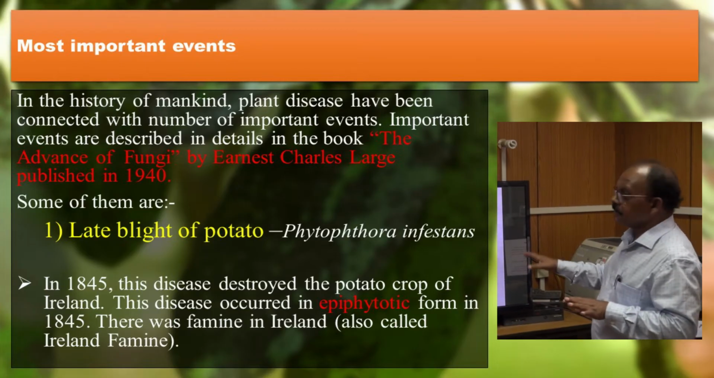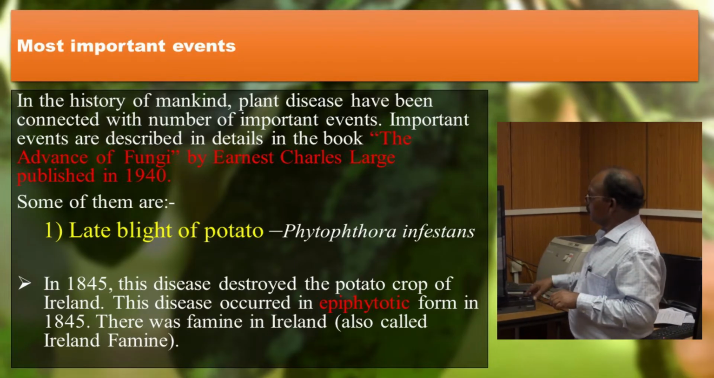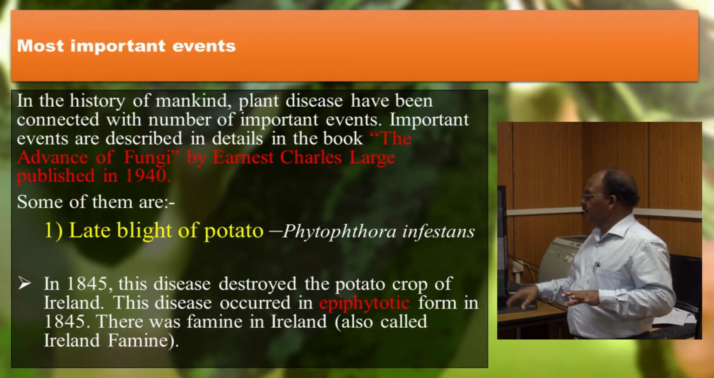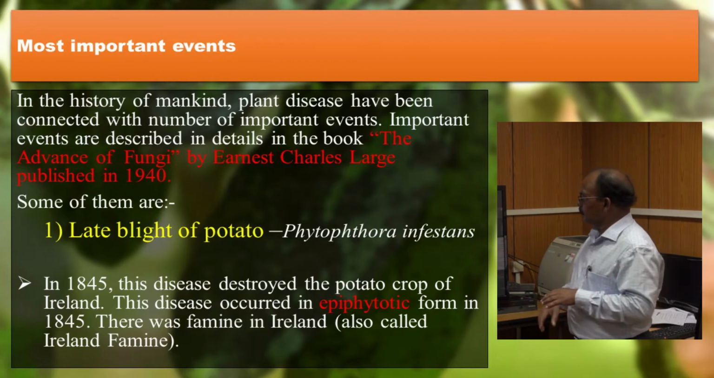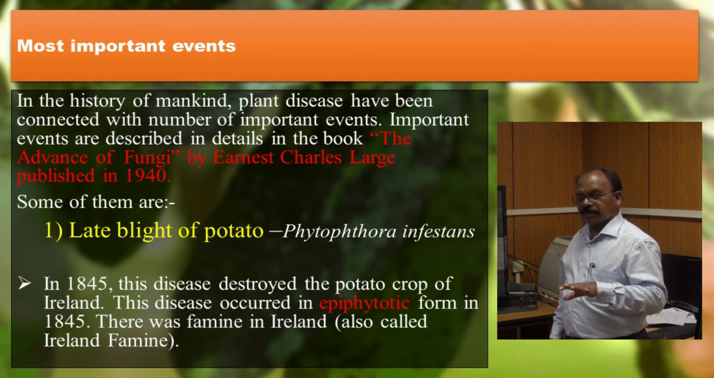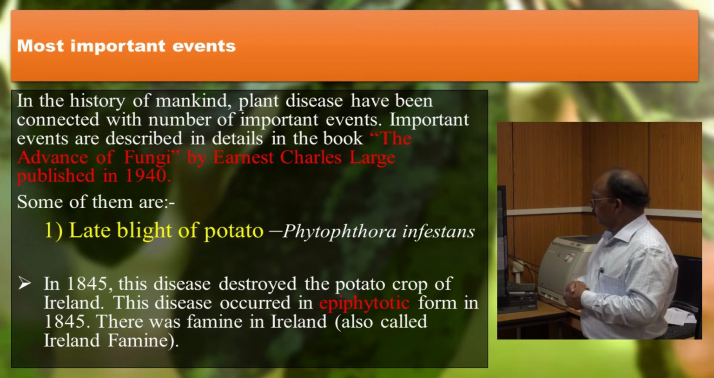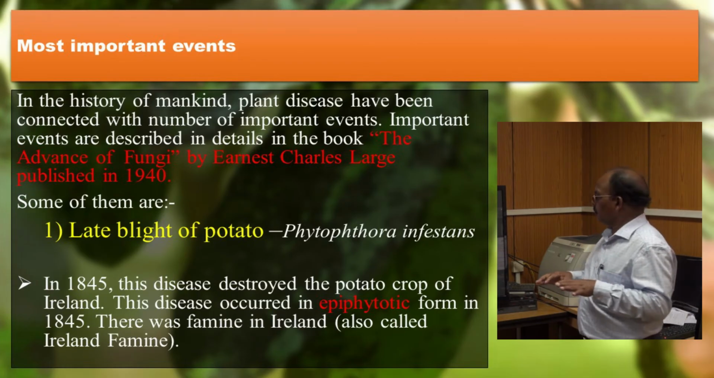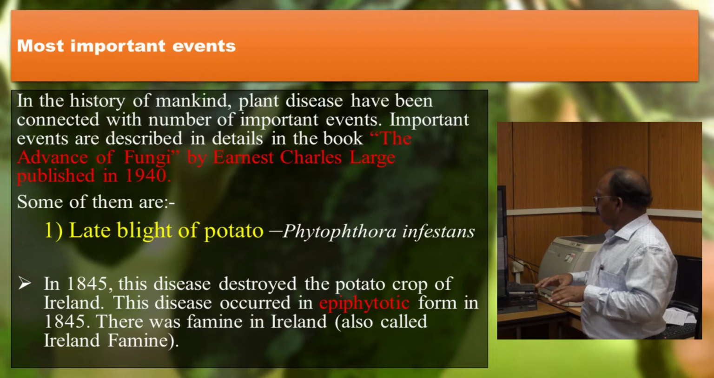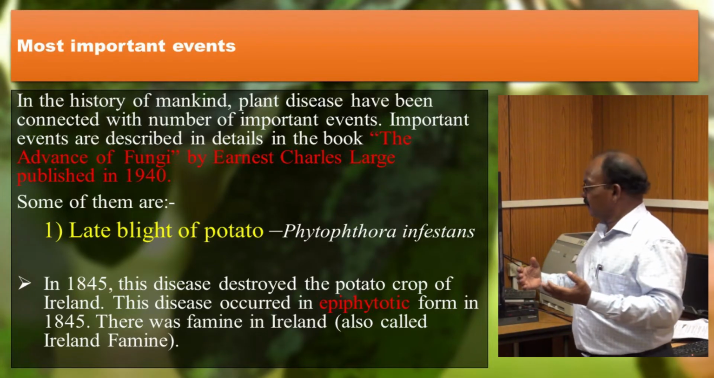Late blight of potato is a fungal disease caused by Phytophthora infestans. In 1845, this disease destroyed the potato crop in Ireland. This disease occurred in epiphytotic form in 1845. There was famine in Ireland. This famine is also called the Irish famine. In Ireland, potato is a staple food.